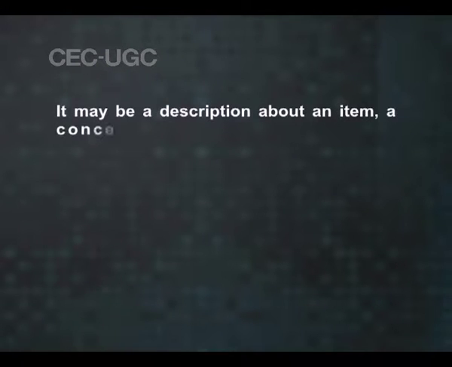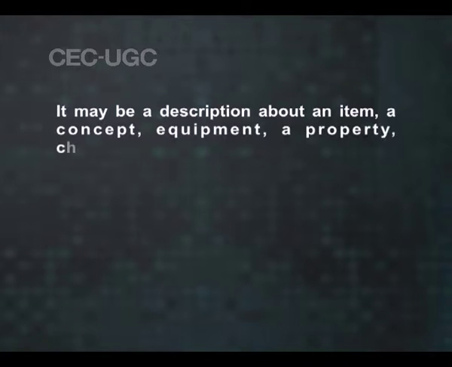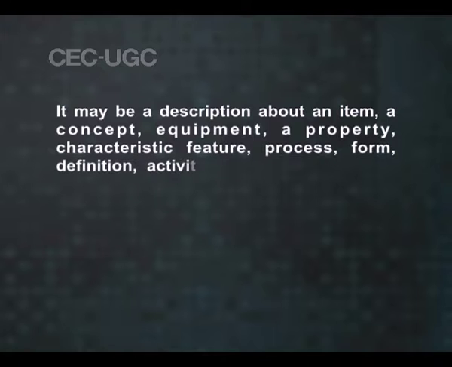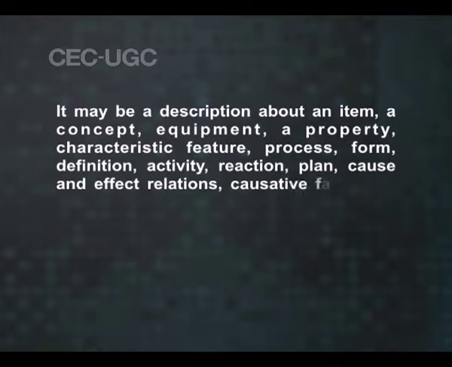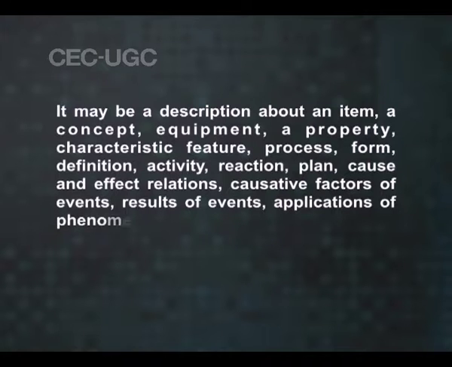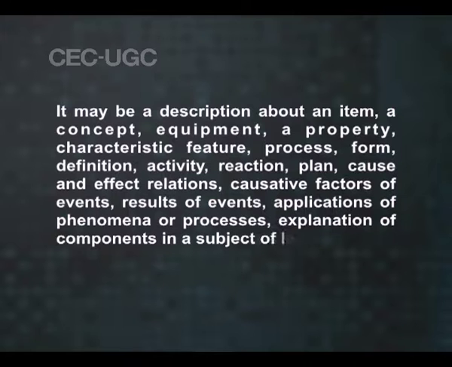A short learning object is a new way of thinking about learning content. They are much smaller units of learning, typically ranging from 2 or 3 minutes. It may be a description about an item, a concept, equipment, a property, characteristic feature, process, form, definition, activity, reaction, plan, cause and effect relations, causative factors of events, results of events, applications of phenomena or processes, explanation of components in a subject of learning, etc.